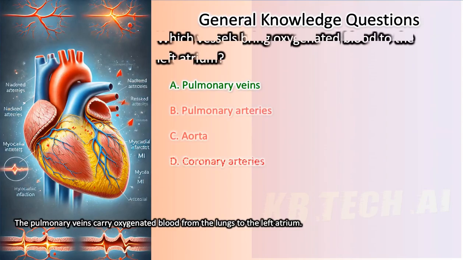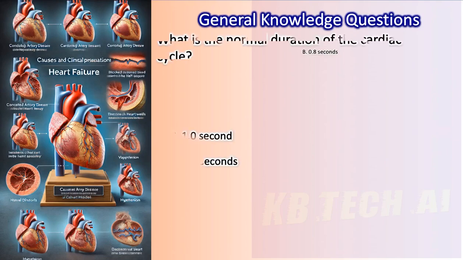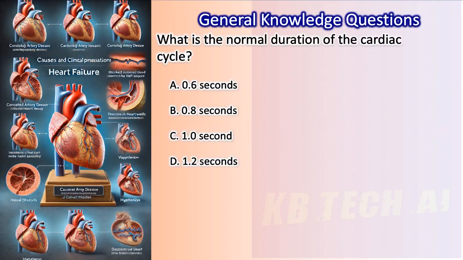The answer is Option 1. Pulmonary veins. What is the normal duration of the cardiac cycle? Option 1. 0.6 seconds. Option 2. 0.8 seconds. Option 3. 1.0 second. Option 4. 1.2 seconds.